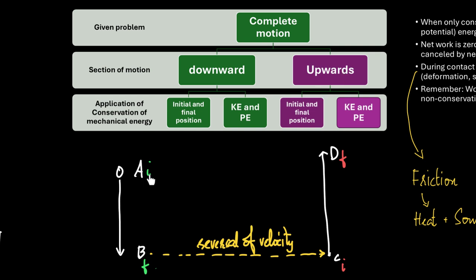So A is the initial position, B is the final position when the ball is falling downwards. It undergoes reversal of velocity. It starts moving up after the bounce. C is the initial position for the upward motion, and D is the final position for the upward motion. So far, good?